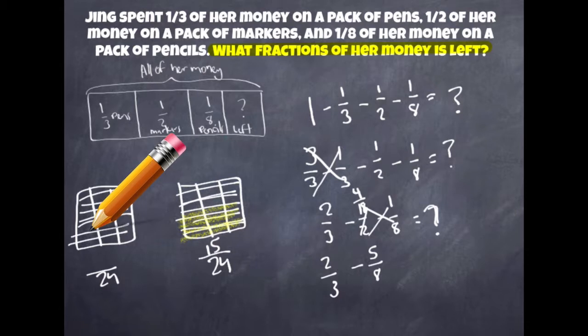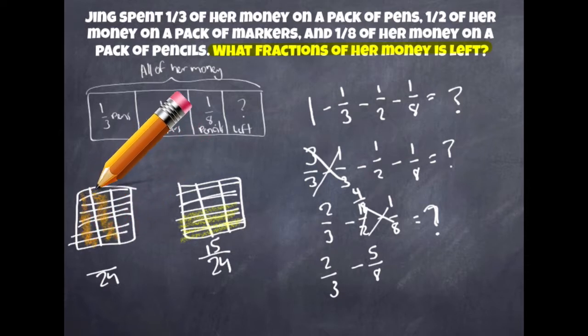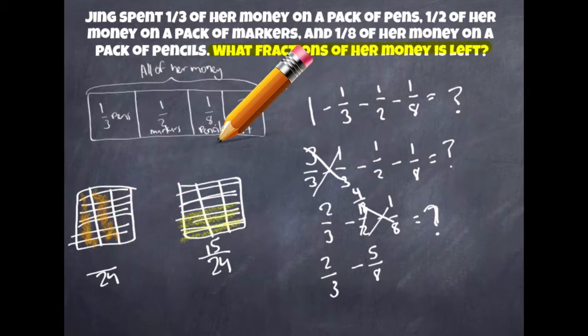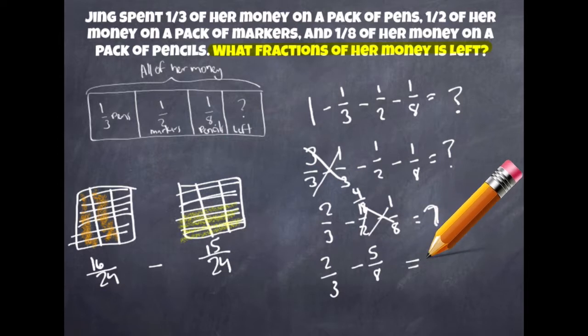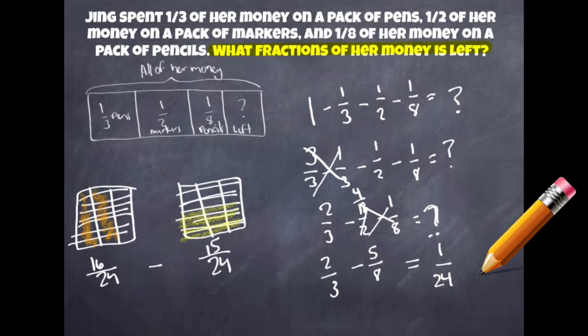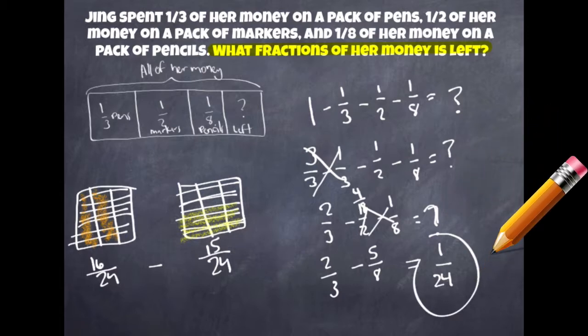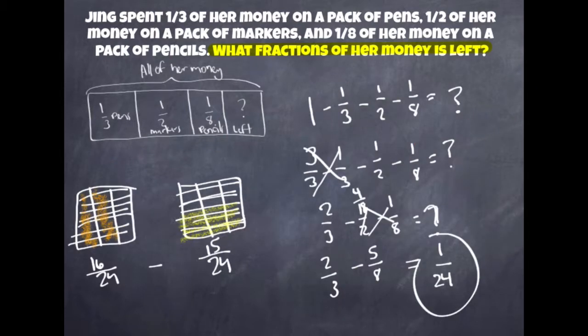And then over here I had 2/3. So there's 1/3, 2/3. So how many 24ths is that? 1, 2, 3, 4, 5, 6, 7, 8, 9, 10, 11, 12, 13, 14, 15, 16. 16 24ths. 16 24ths minus 15 24ths is equal to 1 24th. Woo! That's how much she has left, which is what we had in our previous answer, 1/24. So 2 different ways you can attack this problem.